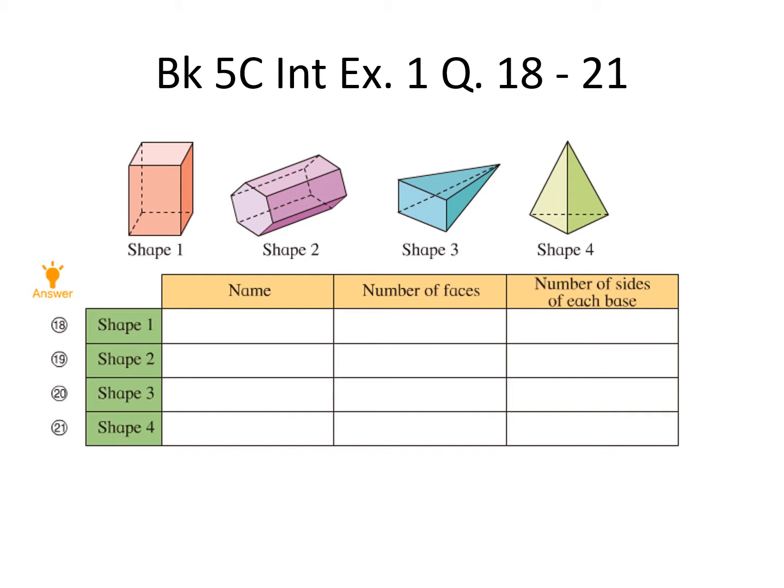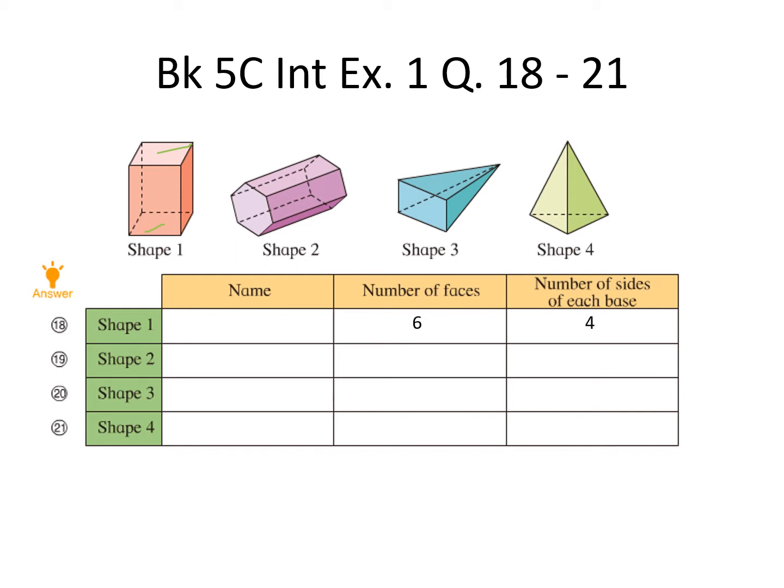For example, shape 1. You can see it is a rectangular prism. There are two bases, one on the top, one on the base, two bases. And for the lateral faces, there are 4 lateral faces. So altogether, there are 6. And the number of sides of each base. It is a rectangle, so the number of sides of each base will be 4. And you can try number 19.